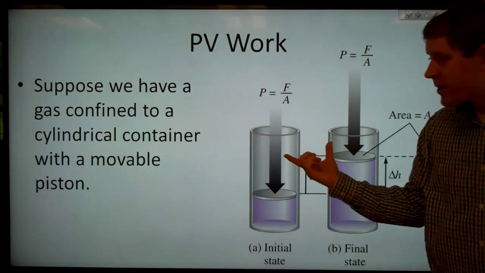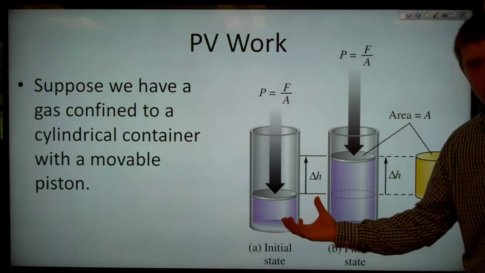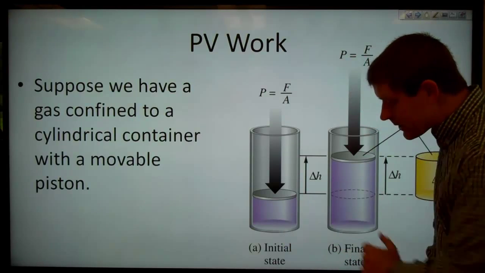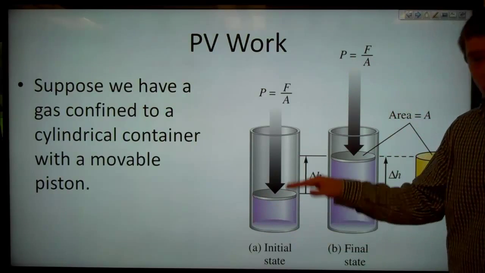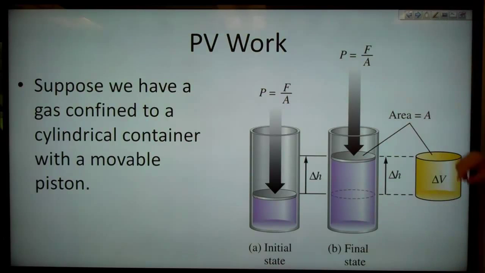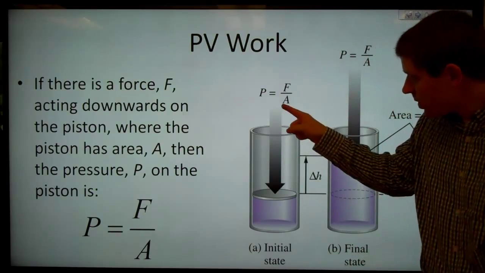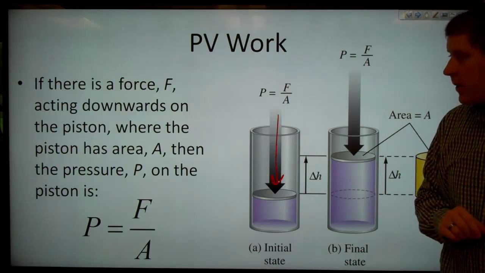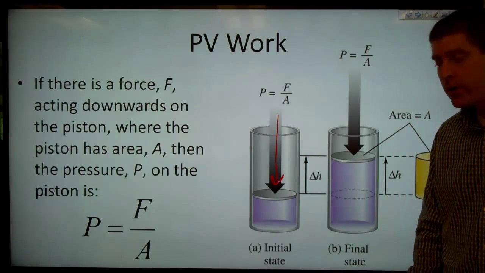So suppose we have a gas confined to a cylindrical container with a movable piston. We're simulating what's going on in the car engine here. So we have some gas inside there. We've got our piston, so this part here can move up and down. We've got some pressure being applied to it initially. So we've got some force acting downwards here. That's this force being pushed down on our piston. So this may be from a weight, or it may be from outside air, something like that.